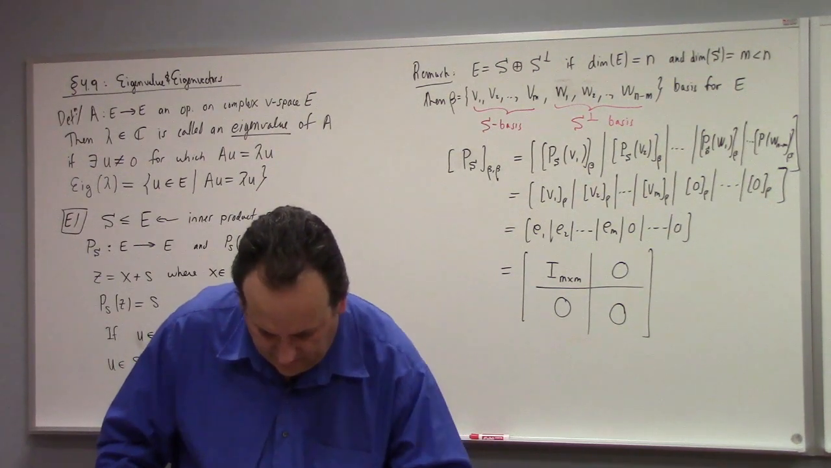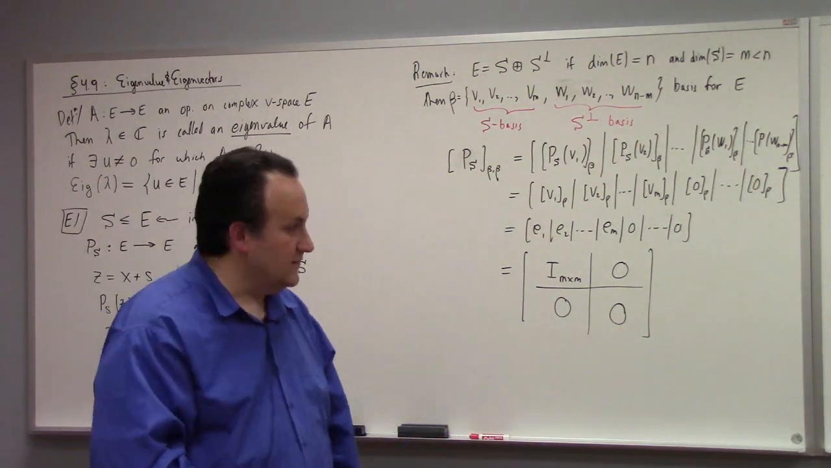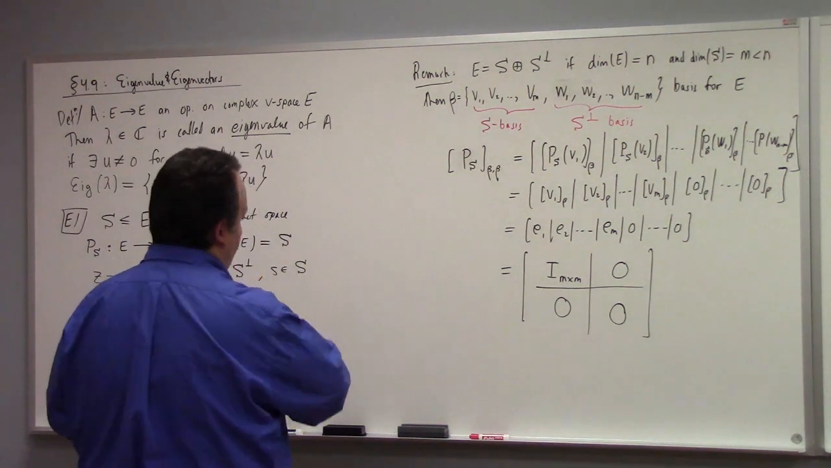Let's see here. Theorem 4.93. The collection of all eigenvectors corresponding to an eigenvalue is a vector space. So let me erase this example.